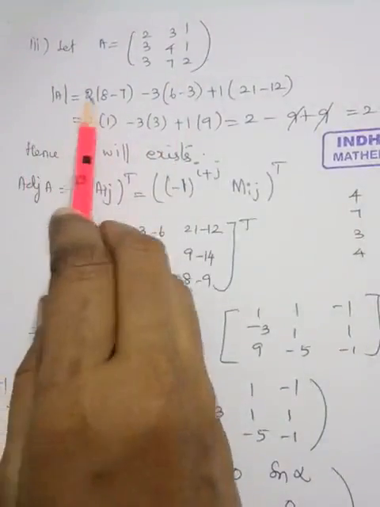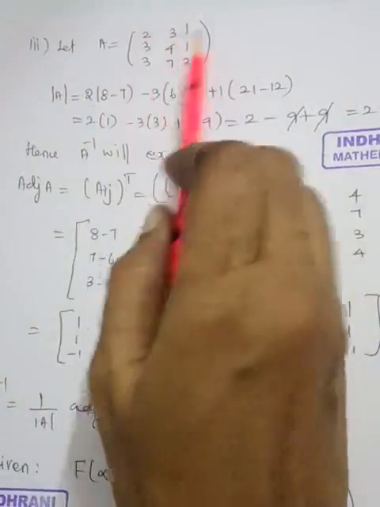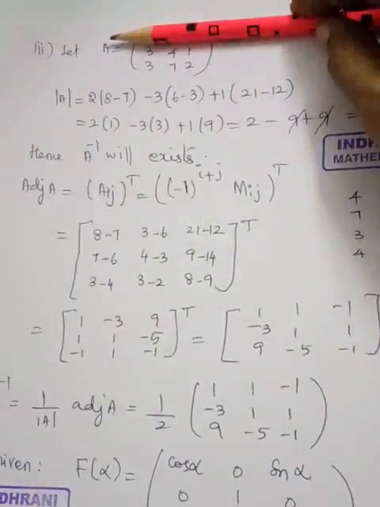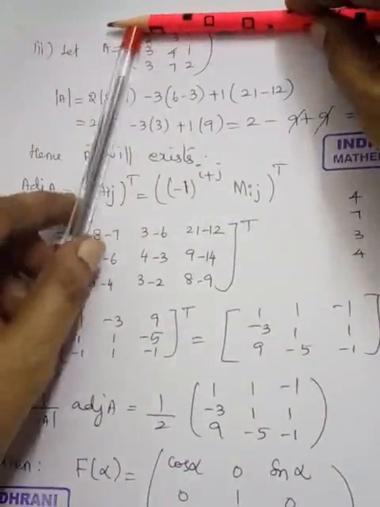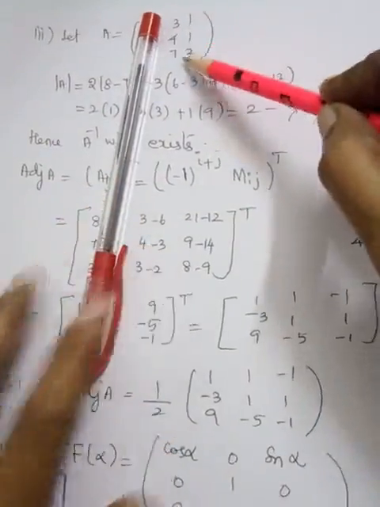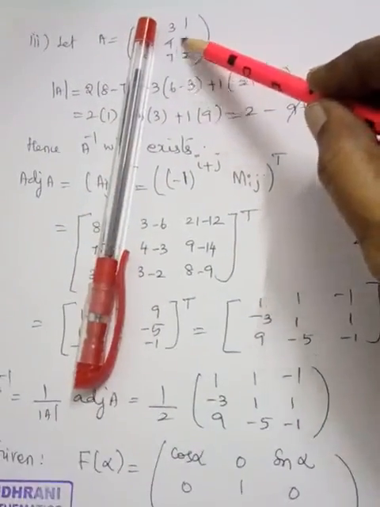Find out determinant A. I am going to expand along the first row, that is 2 into the corresponding row and column deleted. You will get 4 into 2, find out the determinant. 4 into 2 is 8, the formula is 8 minus 1 into 7, which is 7.